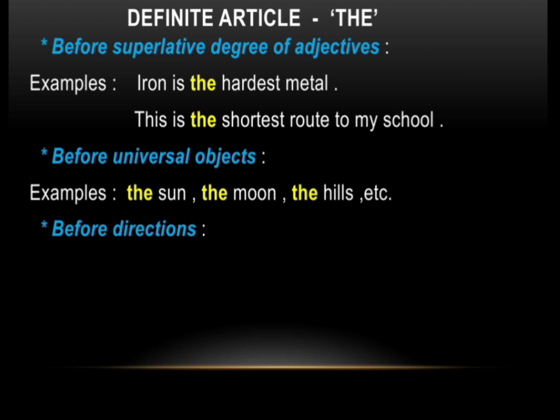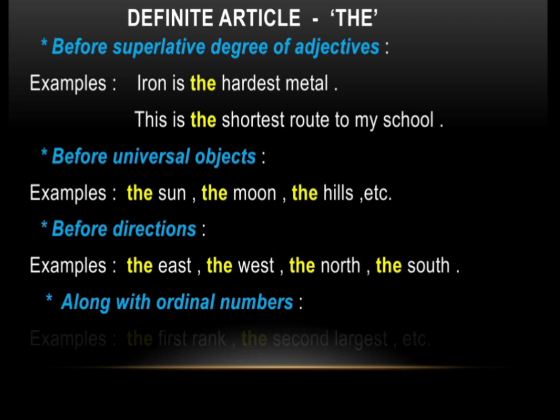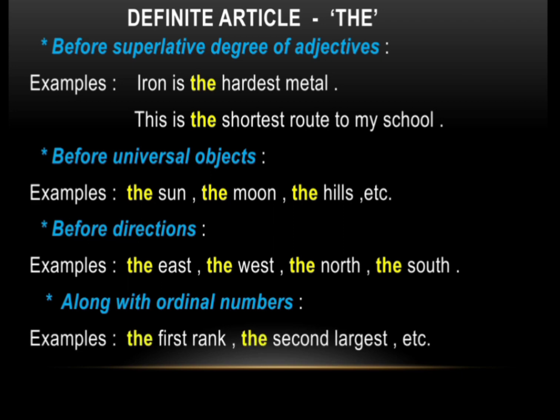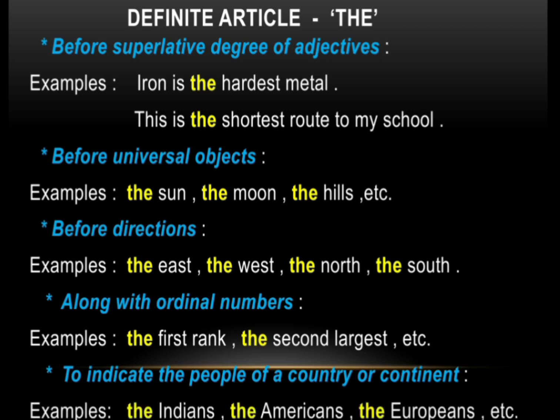We use the before directions. Example: the east, the west, the north, the south. We use the along with ordinal numbers. The first rank, the second largest, the third, the fourth, the fifth. So before ordinal numbers, we use the. We use the to indicate the people of a country or continent. The Indians, the Americans, the Europeans.